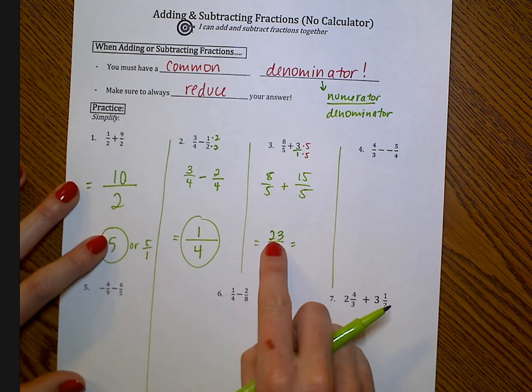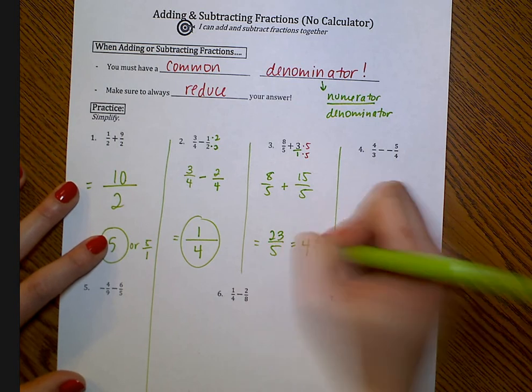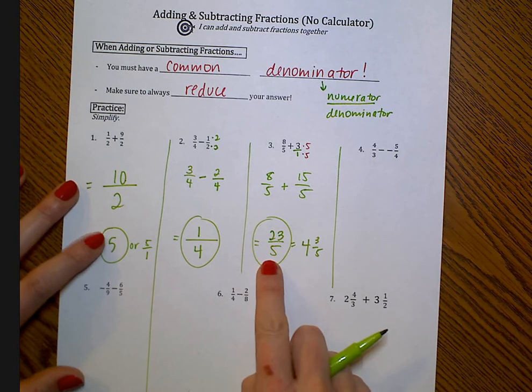5 goes into 23 4 times with 3 left over. So you could write it either way. I am totally okay with you leaving it improper though.